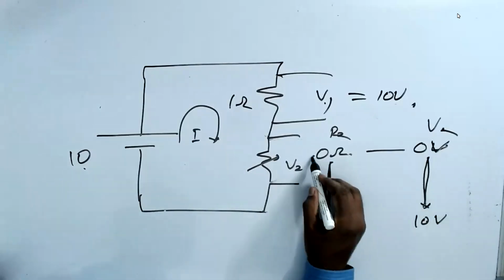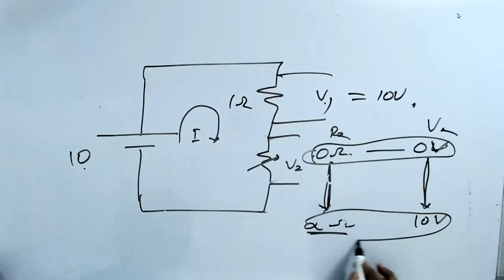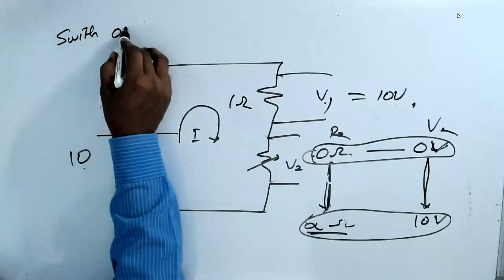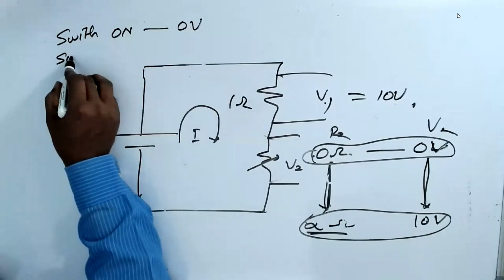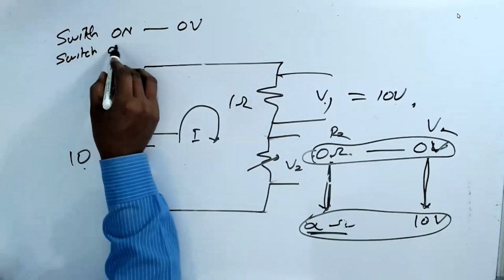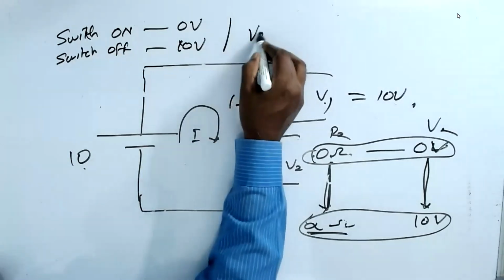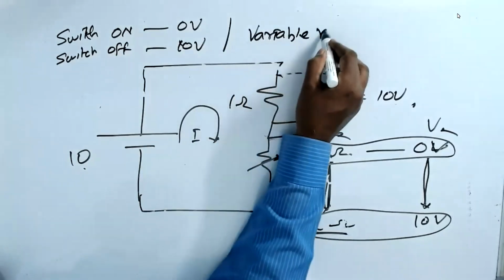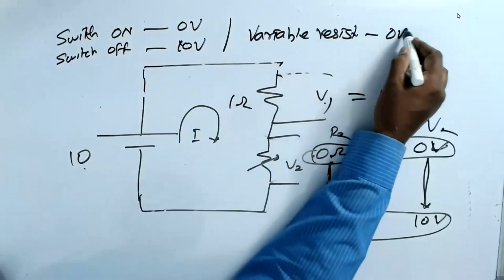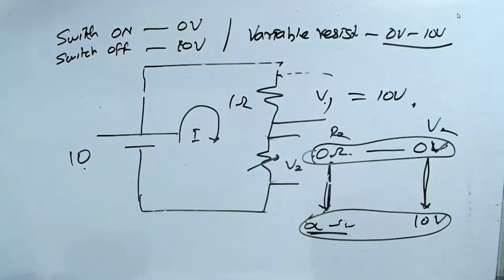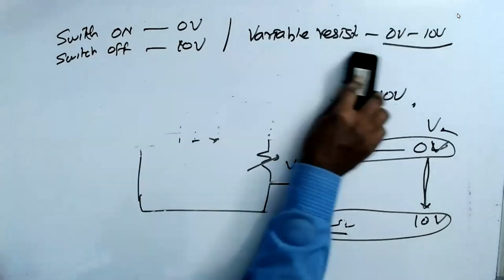So these are the three principles. You have to remember this. Switch on means 0 volt. Switch off, 10 volt. And variable resistor, 0 volt to 10 volt. Okay, so have this concept, keep it. Don't forget this. This is very, very critical for our discussion. This is what we are going to take away to our electronics class.